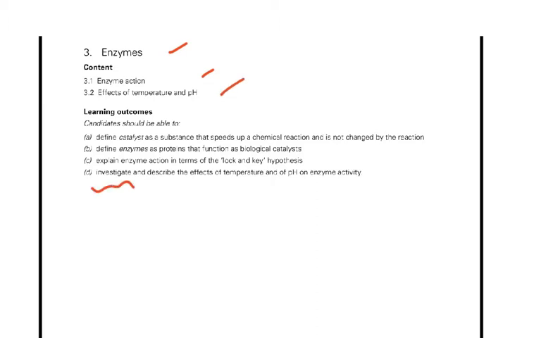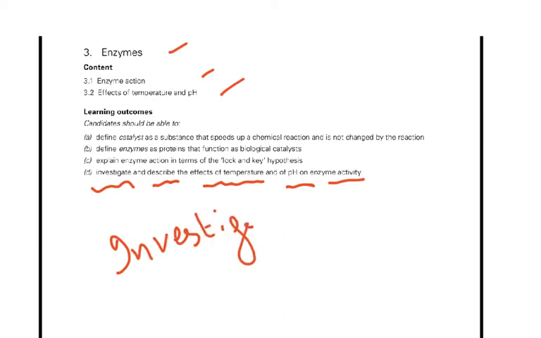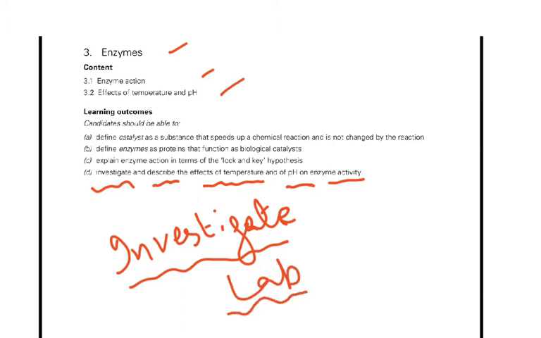And the D part which we need to talk about: investigate, describe the effects of temperature and pH on enzyme activity. So whenever there is an investigate, we need to discuss the practical procedures. How are we going to investigate? How are we going to do this in the lab? So we're going to be talking about how we're going to do this using laboratory apparatus.